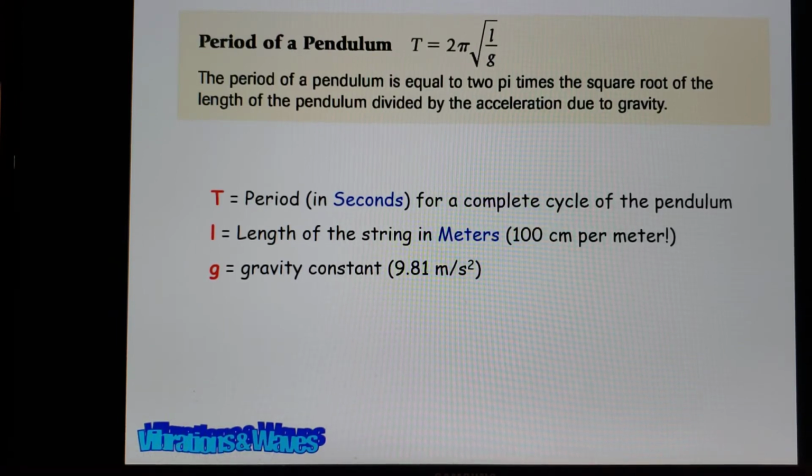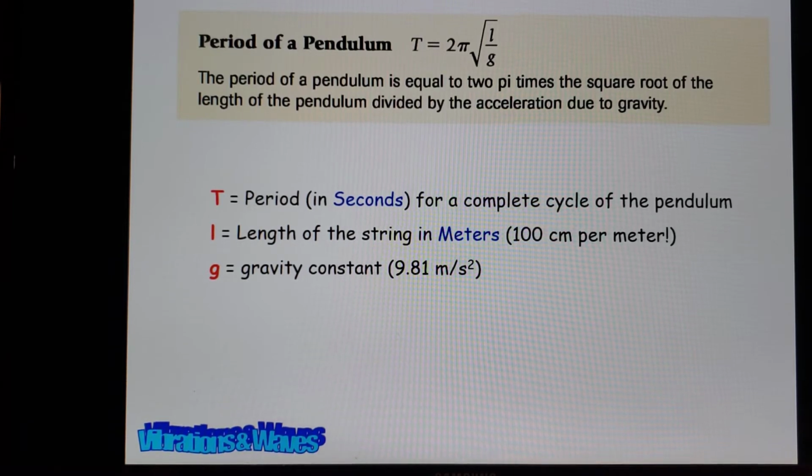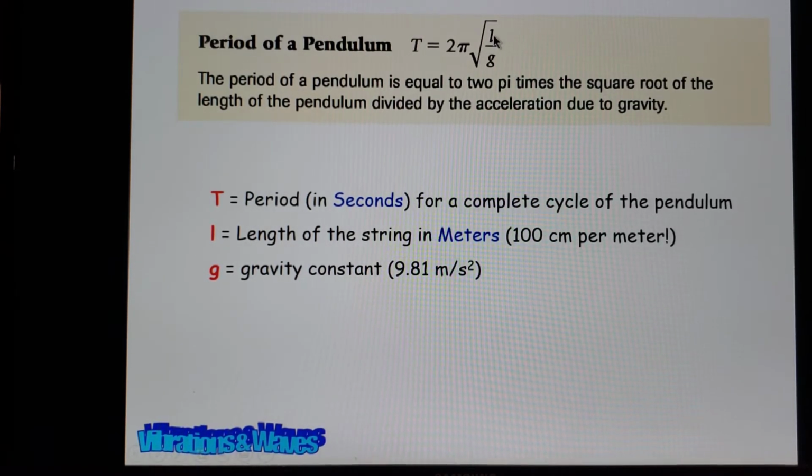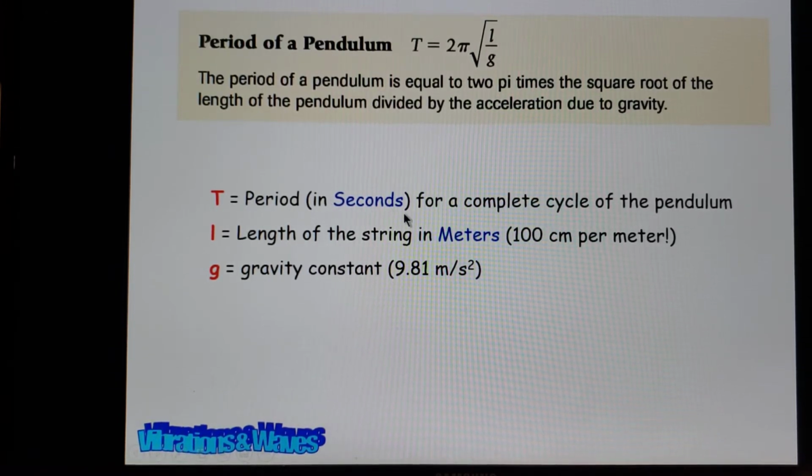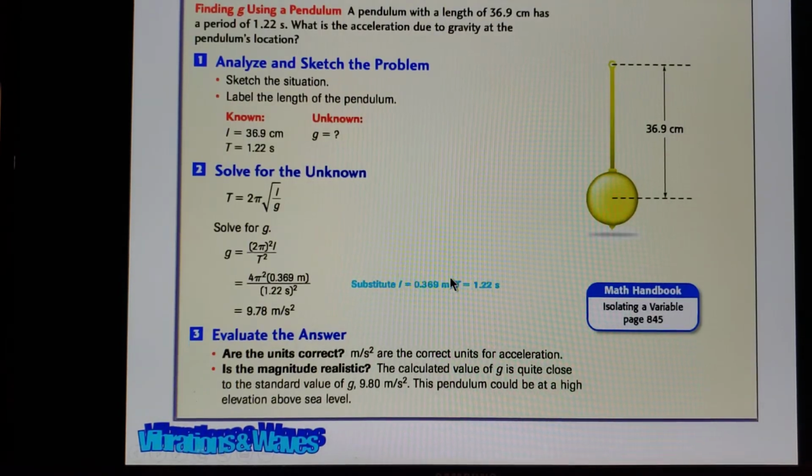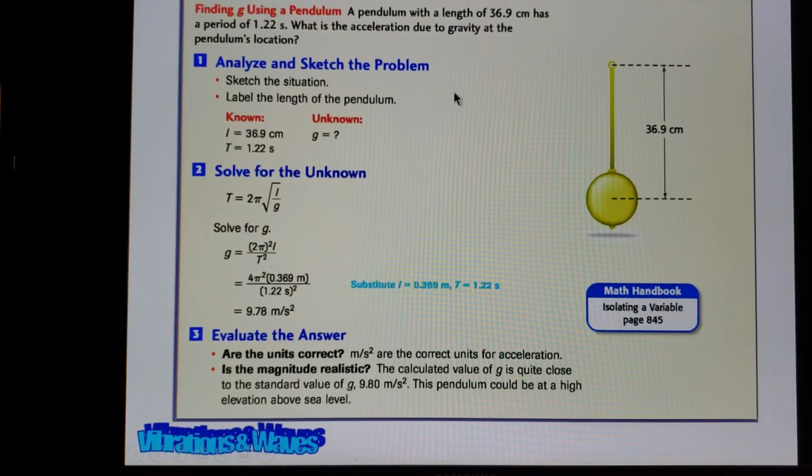On the Earth, that would be the same everywhere, but if we took the pendulum to the moon and we knew the length of the string, we could figure out the gravity of the moon that way. Okay, T in seconds for a complete cycle. L is the length of string in meters, and gravity on the Earth is 9.81, but it could be different someplace else. Okay, here's a problem like that.